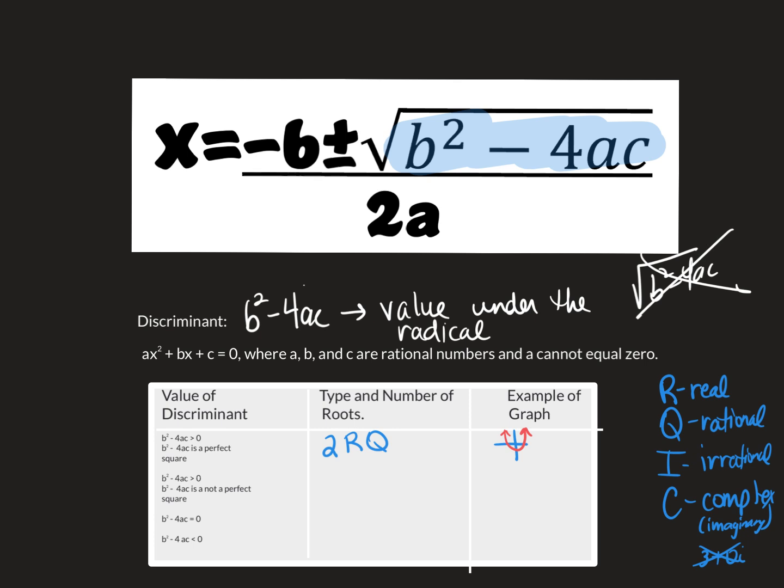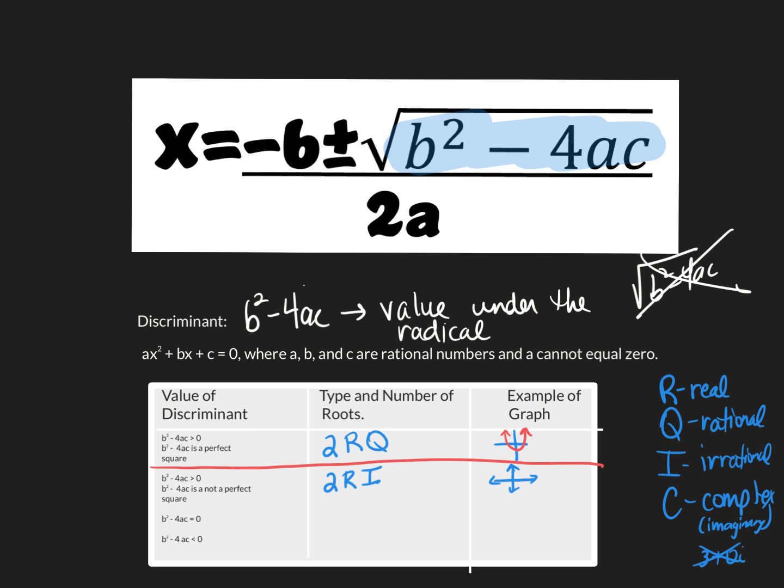For the next one, b squared minus 4ac is greater than 0, but is not a perfect square. That means you'll have two real irrational roots. And the graph is going to pretty much look the same, except your rational roots are going to be terminating decimals, integers. It could be a repeating decimal. That happens. Those are rational.